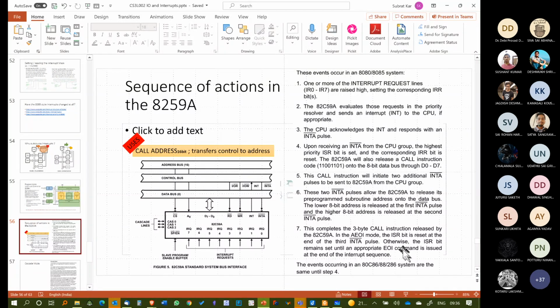Now, in the 8086, till here, it is the same. After this, only a single interrupt acknowledge needs to be given by the CPU. And can you tell me quickly why this would be necessary? Why an 8086 CPU would issue a single interrupt acknowledge and why an 8085 would need two interrupt acknowledges?